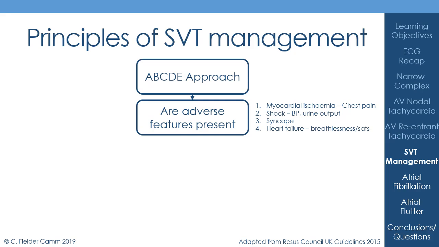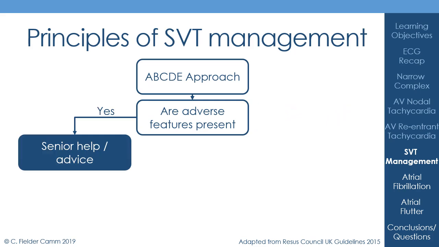If they become syncopal, that suggests they're not getting enough blood to their brain. Very concerning feature. And if they've got features of heart failure, particularly, are they becoming breathless? Are they getting decreased oxygen saturations? These 4 are the key adverse features you need to look for. Because if they have one of these adverse features, you need to get senior help or advice immediately.